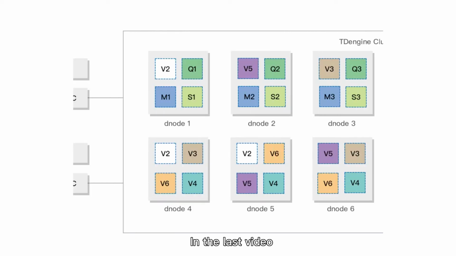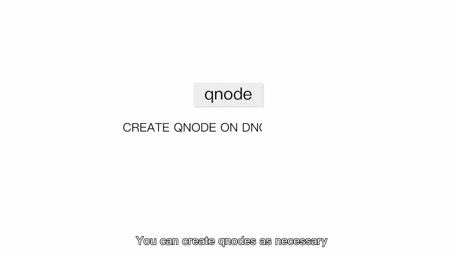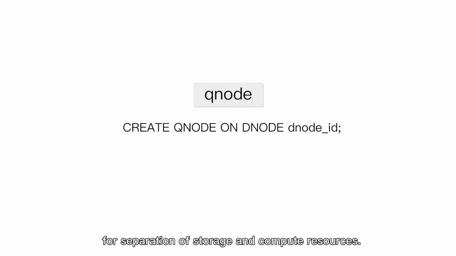In the previous video, we explained the logical architecture of TDengine 3.0. Unlike version 2, the newest version adds compute node and stream compute nodes. This video gives an in-depth introduction to the qnode in TDengine. TDengine does not automatically create qnodes on startup. You can create qnodes as necessary for separation of storage and compute resources.